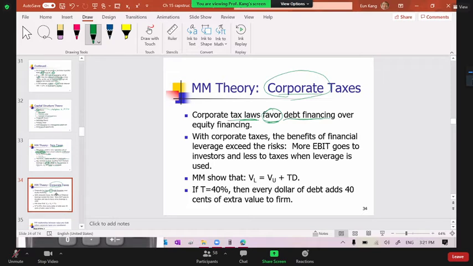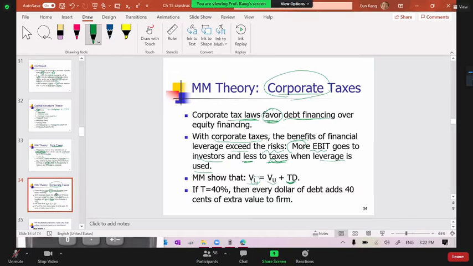Then with corporate taxes, the benefits of financial leverage exceed the risk, right? Because of tax benefit. So more EBIT goes to investors, and less to taxes when leverage is used. So simply tax savings. So value of levered company is greater than VU, because the value of levered company is VU plus TD.